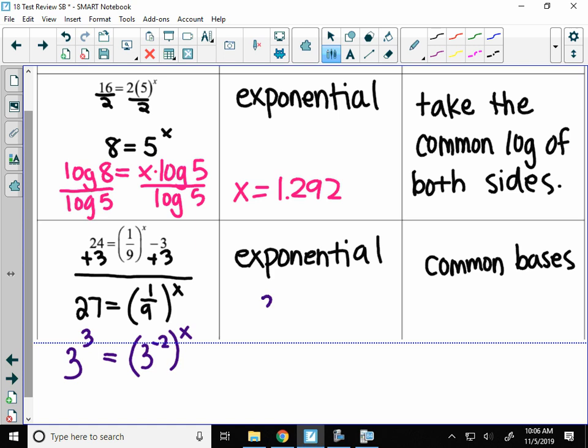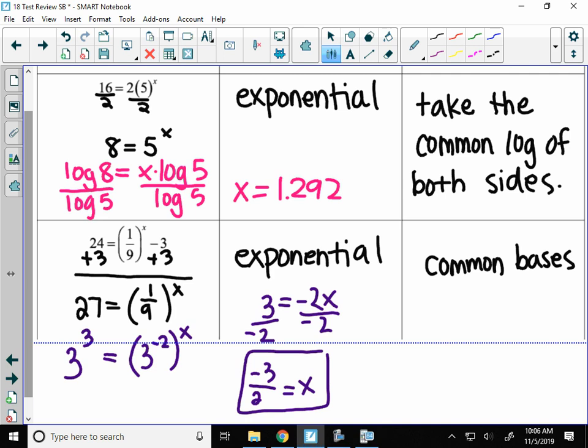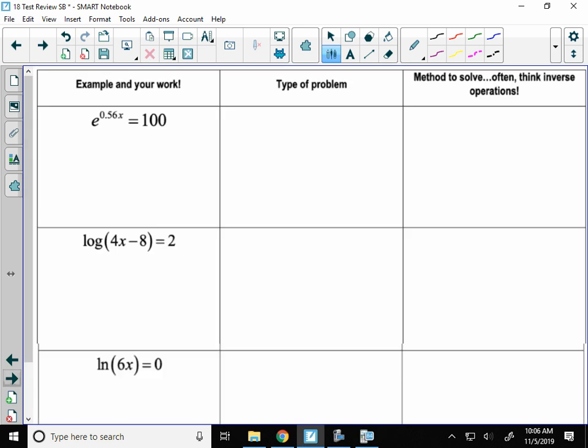So I'll take 3 equals negative 2x and divide by negative 2. So I get negative 3 over 2 is x. And also just a reminder that when you use common bases, you will always get a rational answer. Okay? So that's the second kind. So you have 2 exponentials here. You have to maybe start a little bit before you can decide if you need to take the log or use common bases. Flip it over. A couple more, and then I'm done.